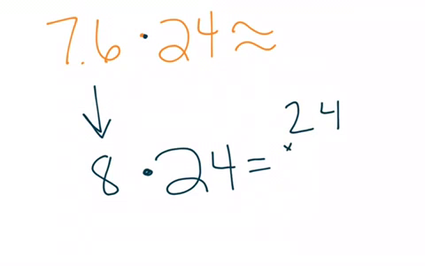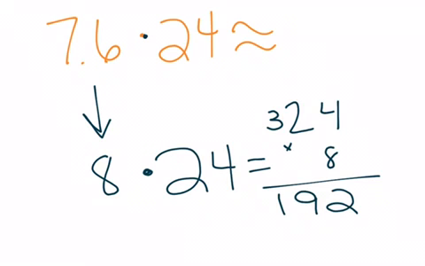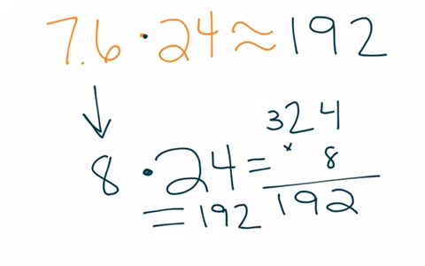24 times 8. 8 times 4 is going to be 32. Drop our 2, carry our 3. 8 times 2 is going to be 16 plus 3 is 19, so 192. So 7.6 times 24 is going to be about 192. We use estimation with decimals because whole numbers, like we all know, are way easier to deal with when we can round them up or keep them or round them back down to whole numbers.